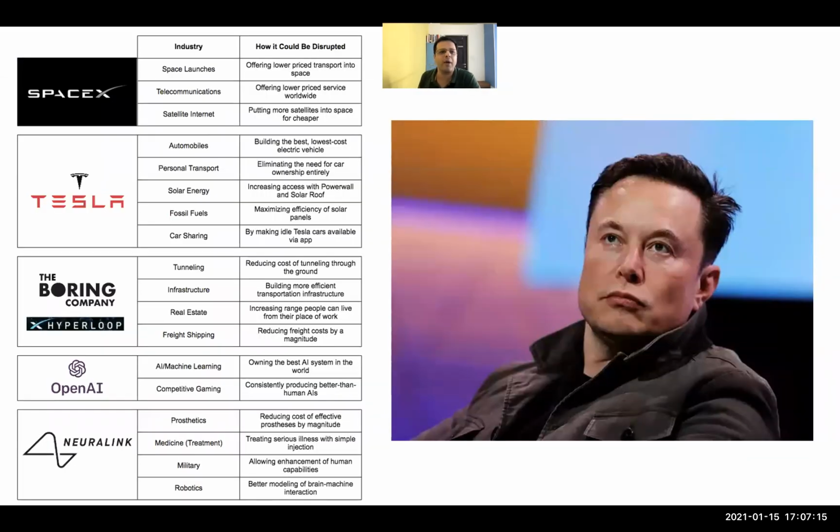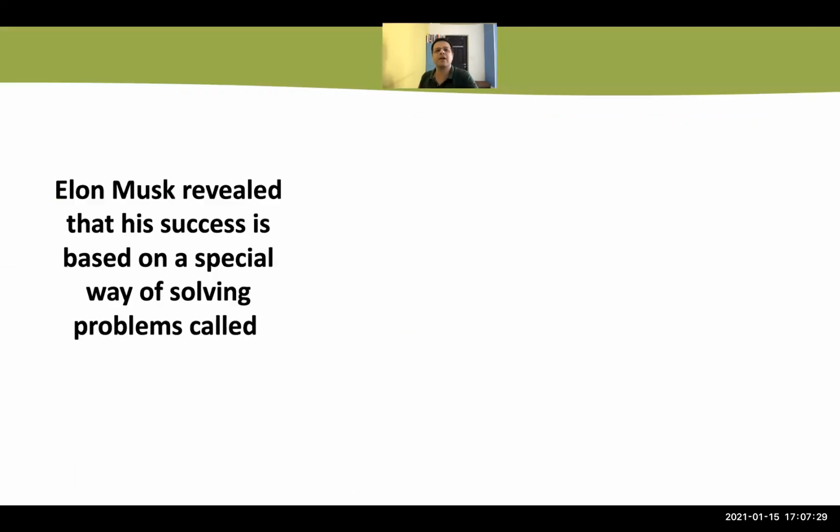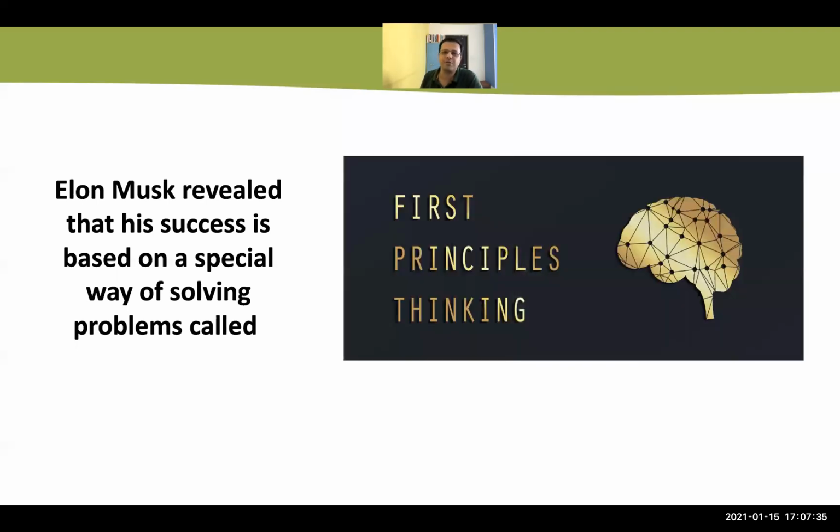Otherwise, within a short span of time, he has become the richest man in this world and is building products like Tesla, SpaceX, the Boring Company, OpenAI, and Neuralink. He must be incredibly, insanely doing things right. Okay, so Elon Musk really revealed that his success is based on a special way of solving a problem called first principle thinking. So I'm going to show you a couple of videos, a couple of pointers on first principle thinking.